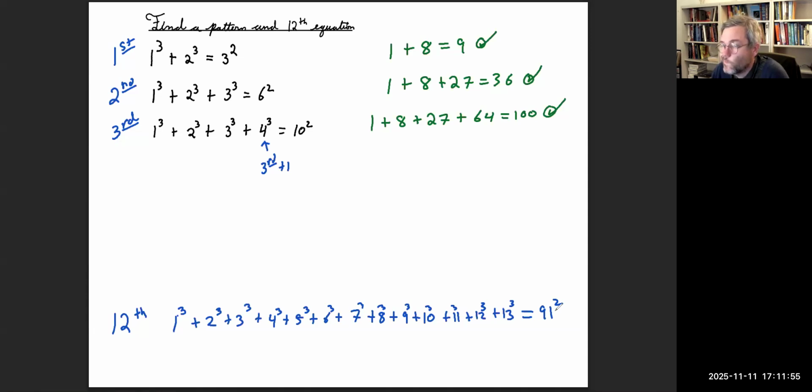Okay. All right. It asked me to find the pattern, find the 12th equation. I think I did.